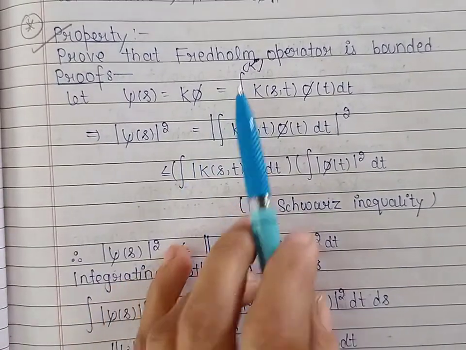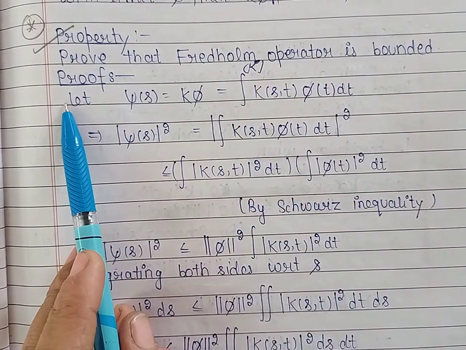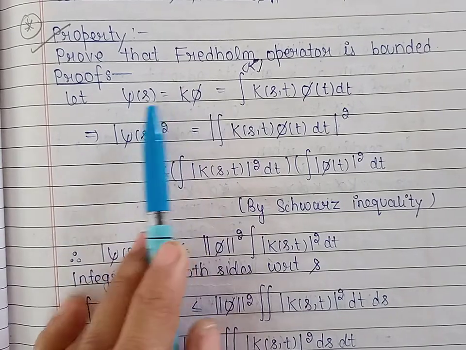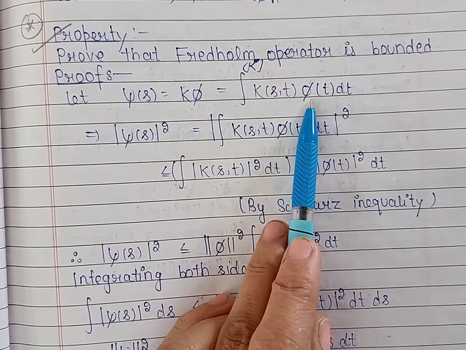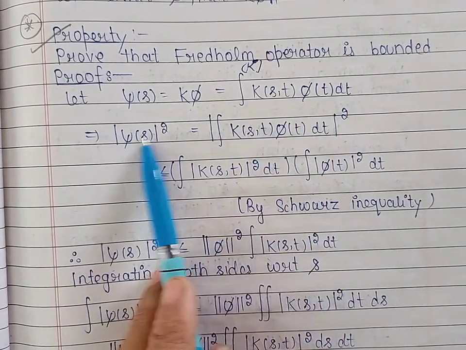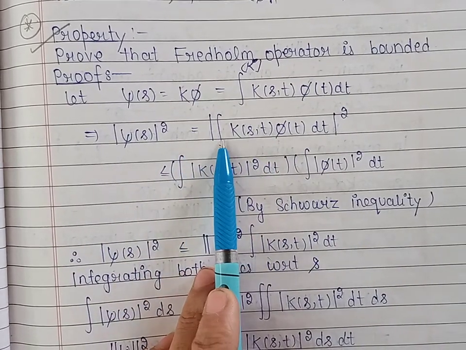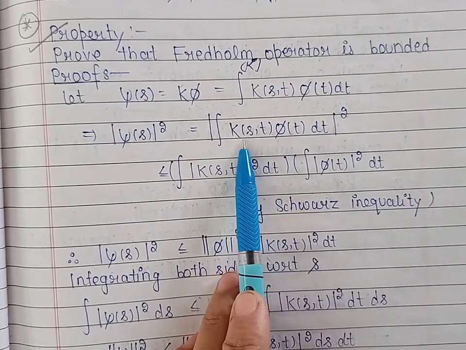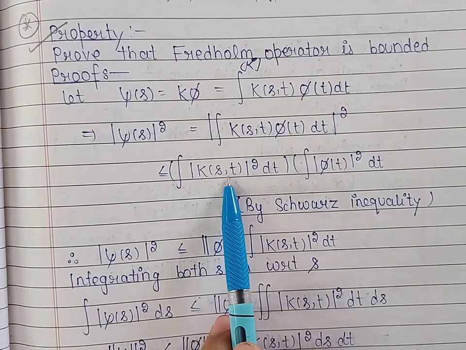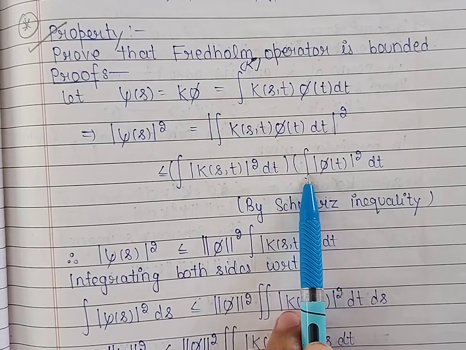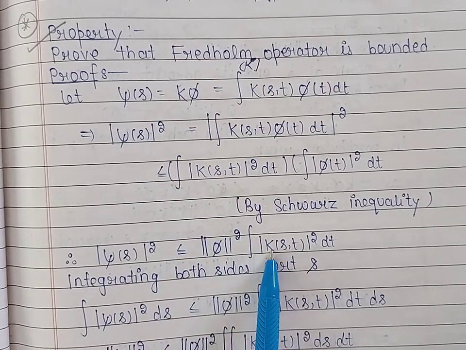So the first property is that the Fredholm operator K is bounded. In order to prove this, let us take K phi denoted by the function psi. Now by definition, K phi means the integral of K(s,t) phi(t) dt. Now taking mod and squaring both sides, we get |psi(s)|^2 is equal to |integral K(s,t) phi(t) dt|^2. Now by Cauchy-Schwarz inequality, this is less than or equal to the integral of |K(s,t)|^2 dt times the integral of |phi(t)|^2 dt. Now by definition, this is the norm of phi squared, and this term we have kept as it is.